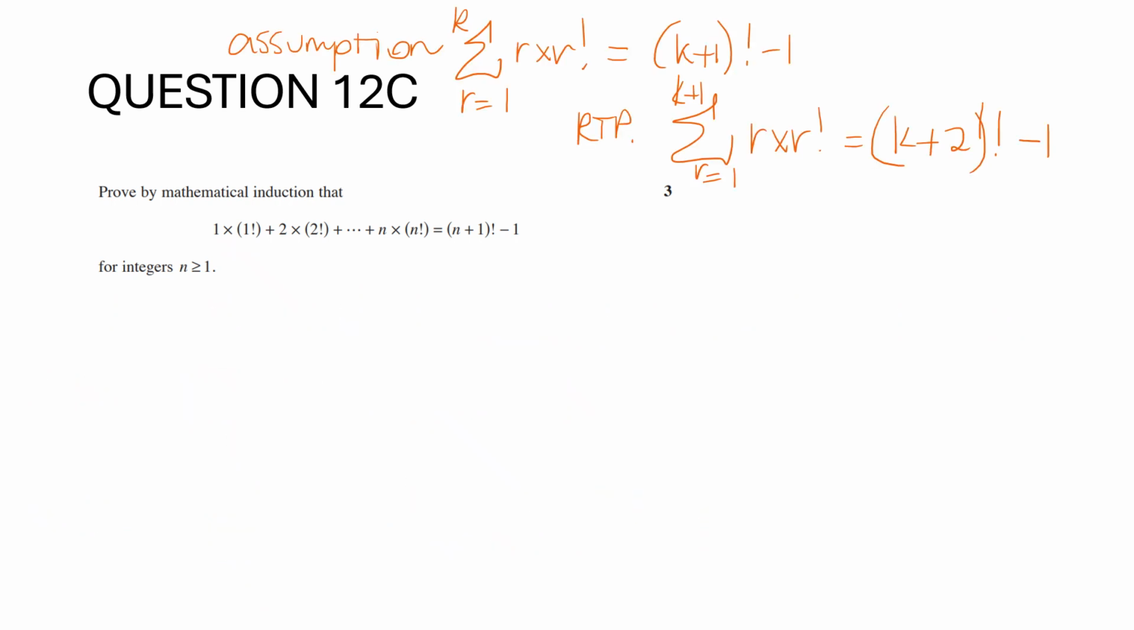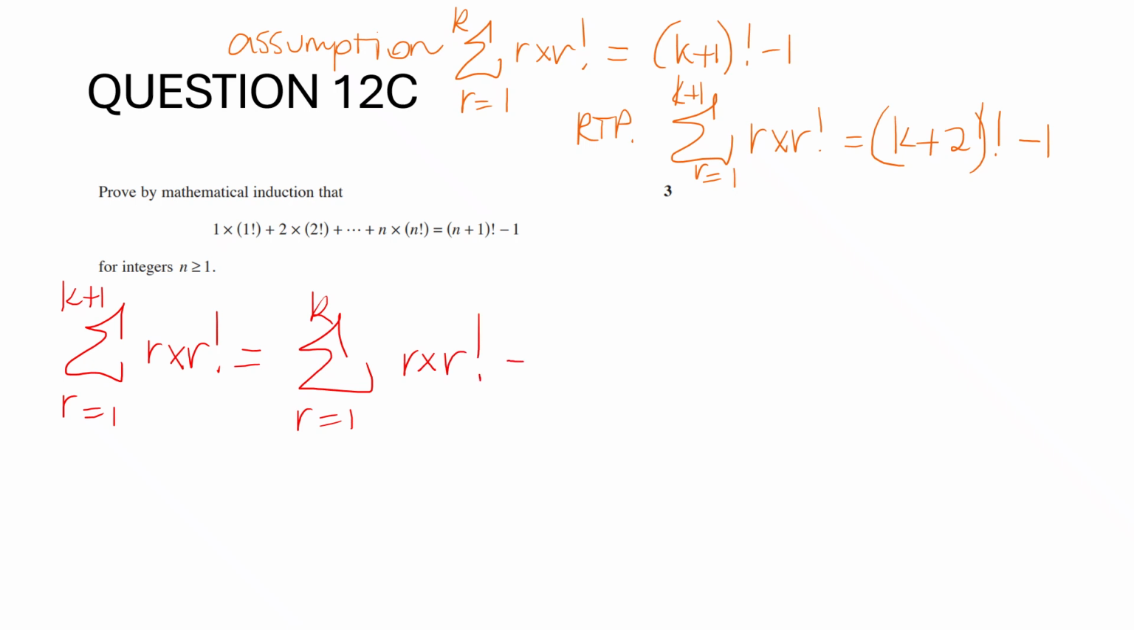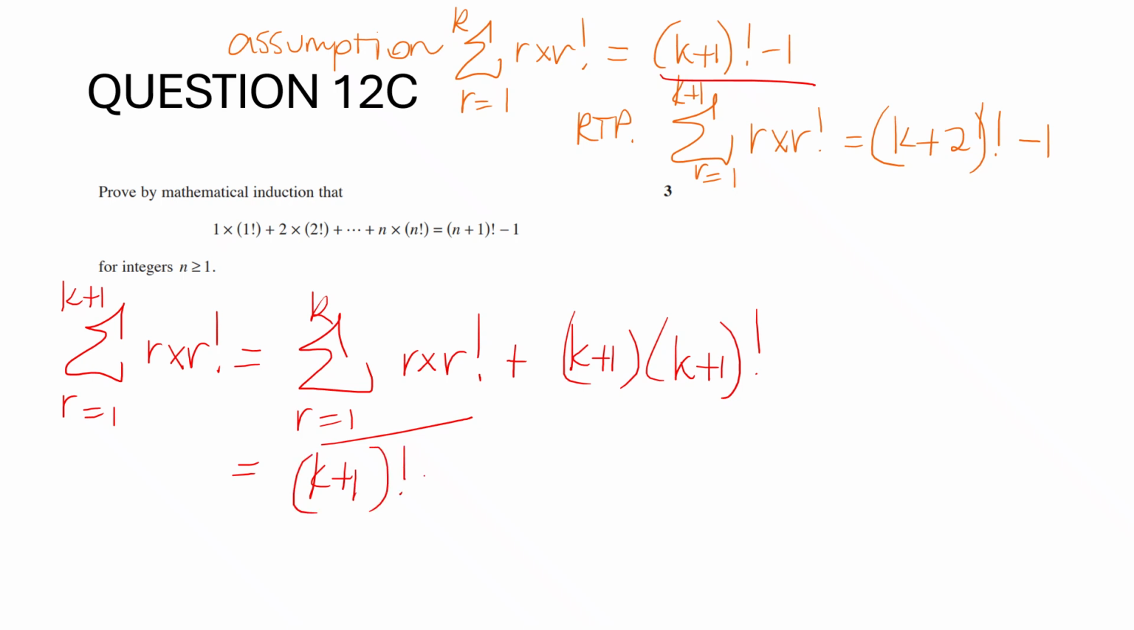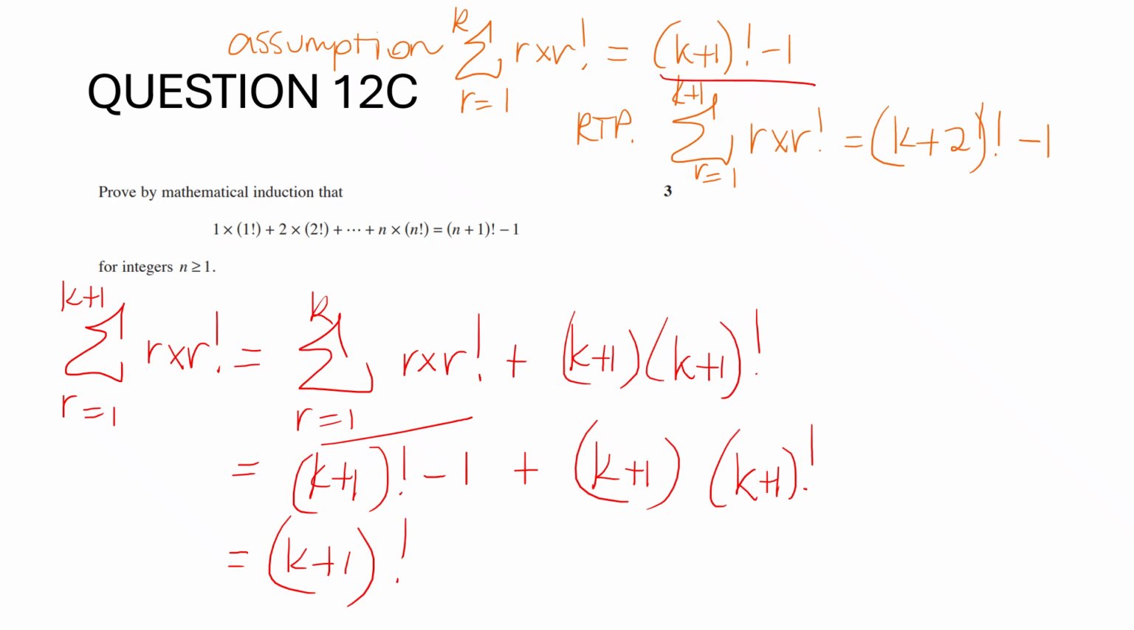So, the sum from r equal to 1 to k plus 1 of r times r factorial must be equal to the sum from r equals 1 to k of r times r factorial plus k plus 1 multiplied by k plus 1 factorial. And using our assumption, this is equal to this. So k plus 1 factorial, take away 1, plus k plus 1 factorial. Let's factorize that k plus 1 factorial out of the first and the third terms.